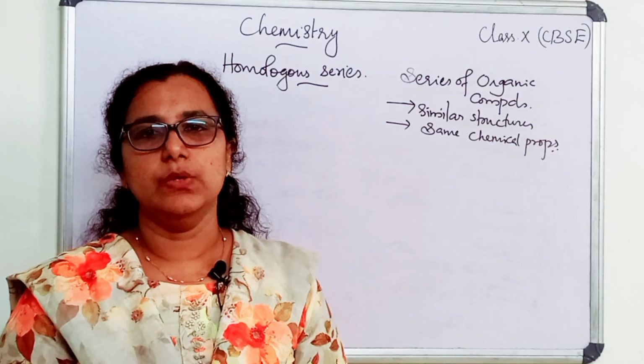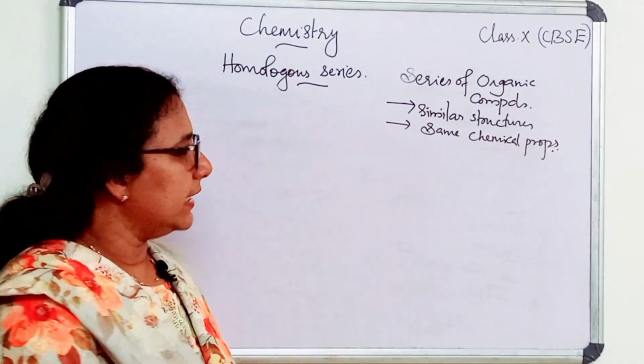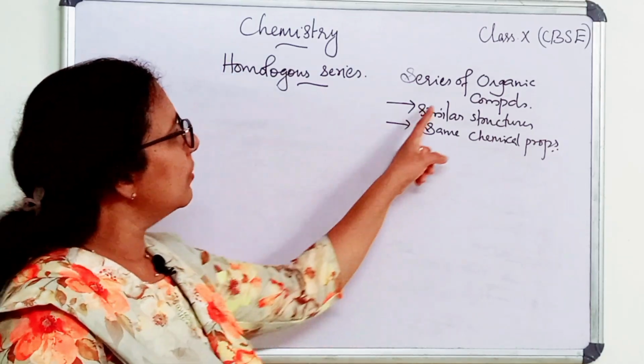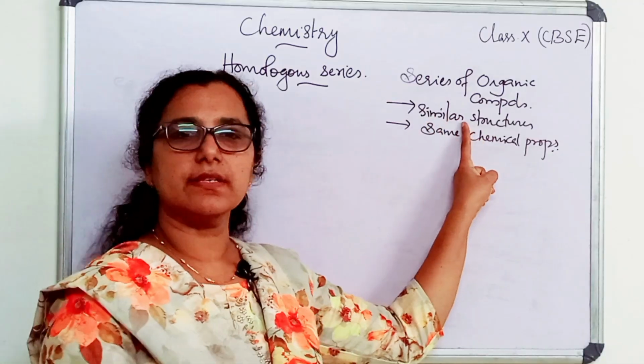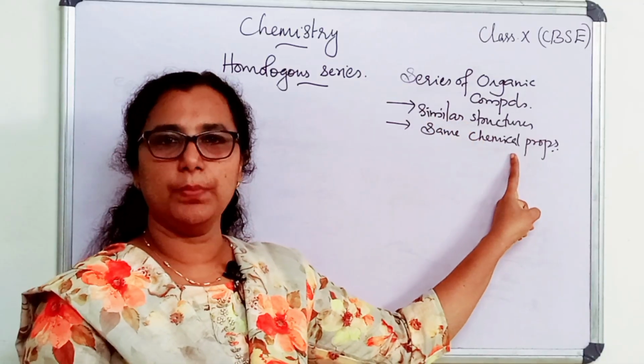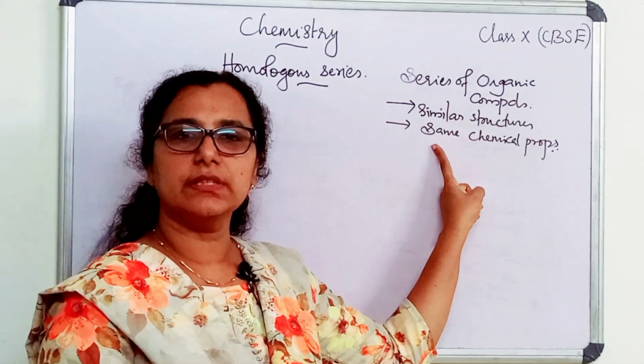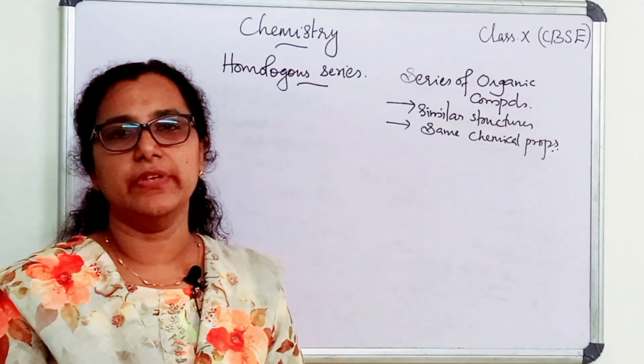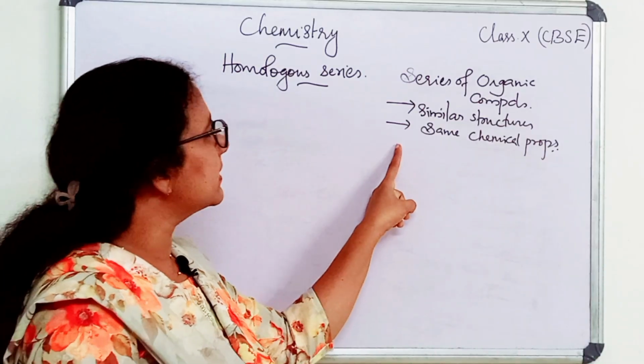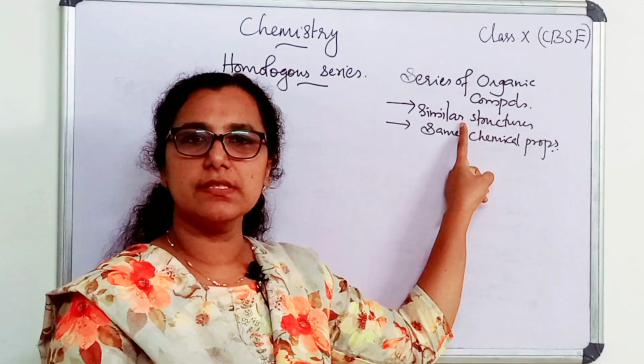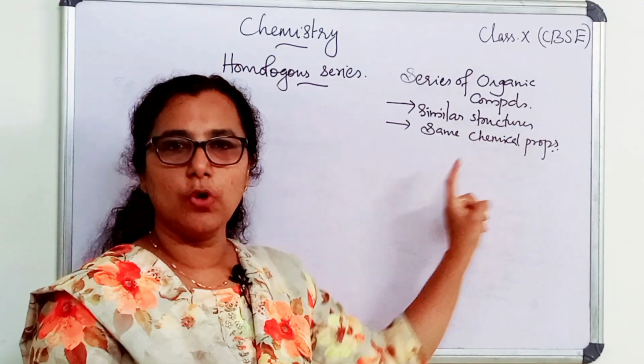Hello students, let's see what is homologous series. Actually, homologous series is a series of organic compounds. They have similar structures and the same chemical properties. These two points are the two important characteristic features of homologous series. That is, they have similar structures and the same chemical properties.